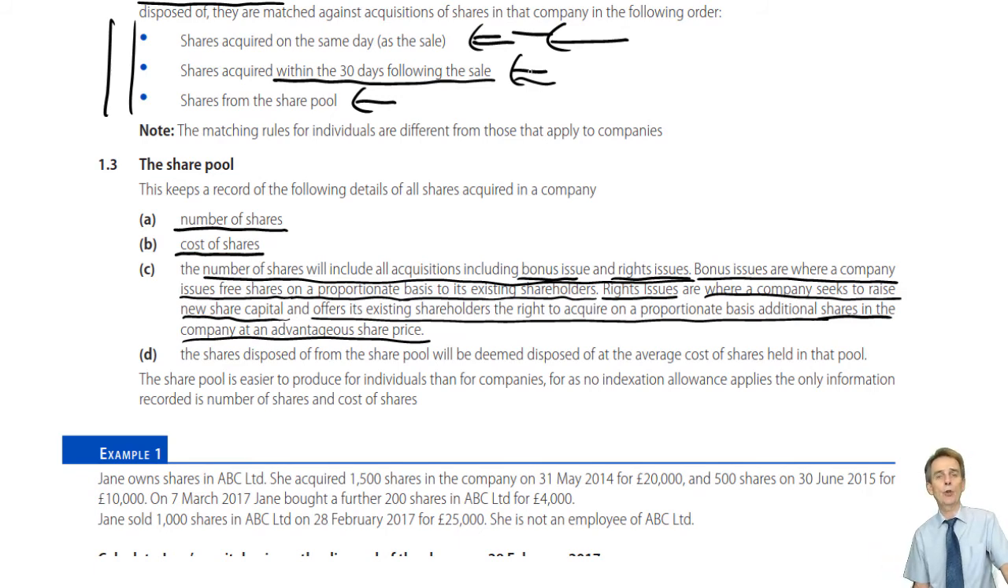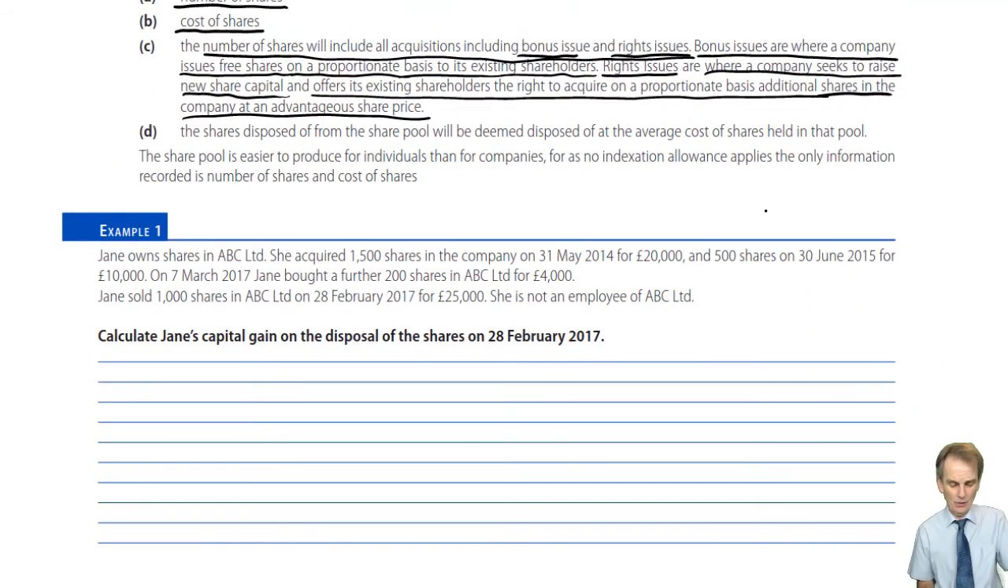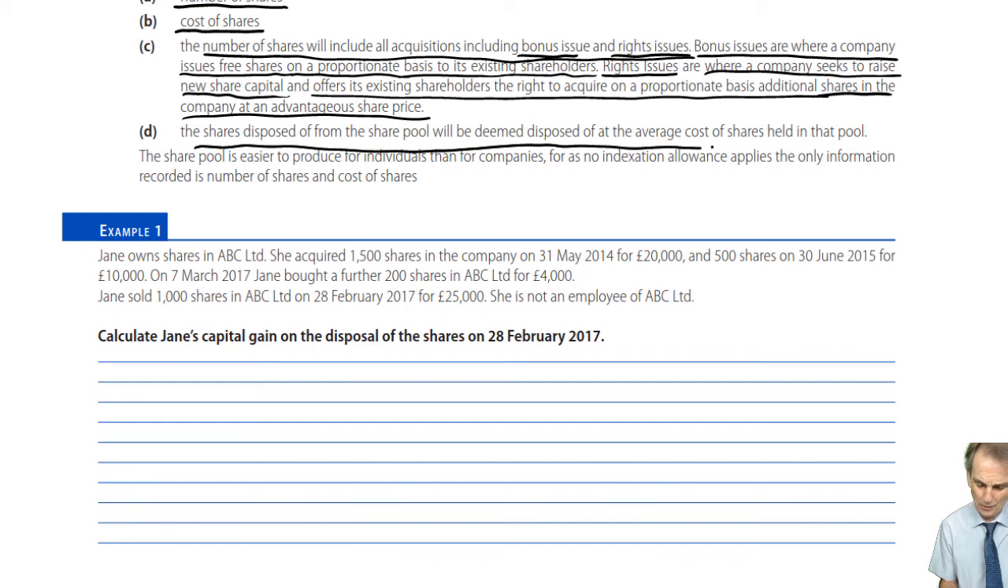What are their sale proceeds? What is their cost? A cost that we've established from the share pool, where we've listed at each point of acquisition the number of shares and cost. Maybe at this point of disposal we have 50,000 shares with a total overall cost of £300,000. If I sell half of those shares, I take half of that cost of 300 with those shares. So it's a proportionate, average cost basis that we use. Let's have a look at how we do this. The shares disposed of from the share pool will be deemed disposed of at the average cost of the shares held within that pool.